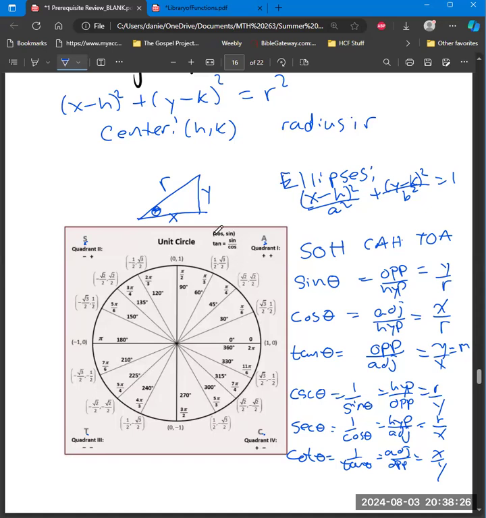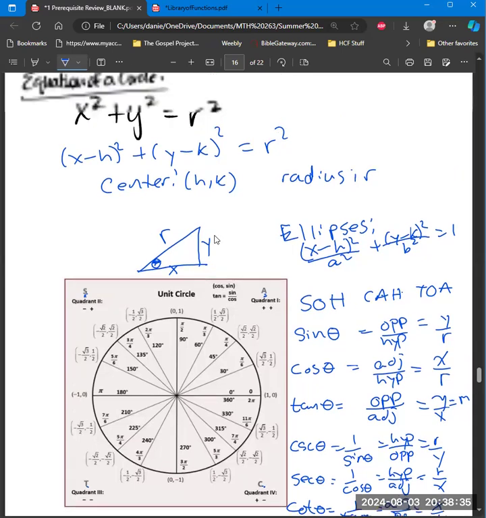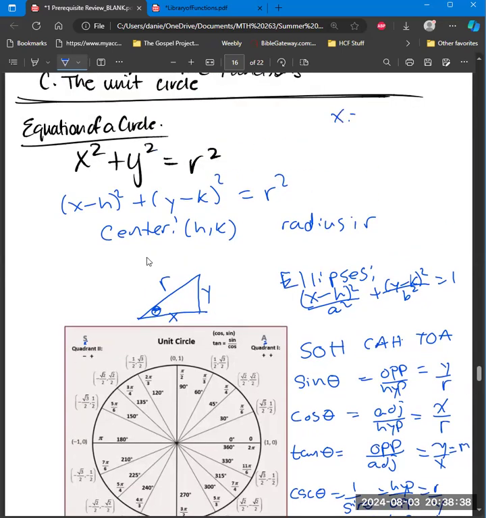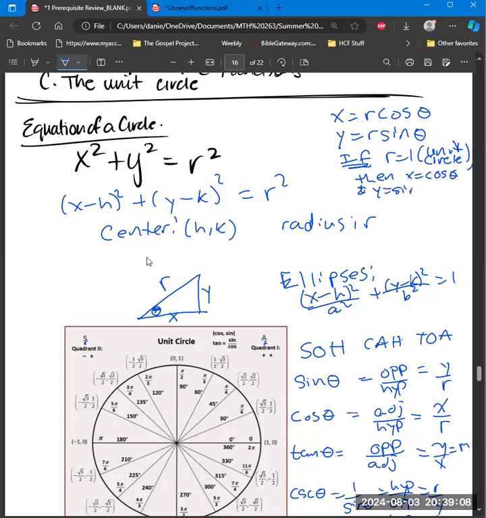But the point on the unit circle here is going to be the cosine value and the sine value, and that has to do with the fact that X is equal to R cosine theta and Y is equal to R sine theta in polar coordinates. And if R equals 1, which is our unit circle, then and only then does X equal cosine theta and Y equals sine theta.